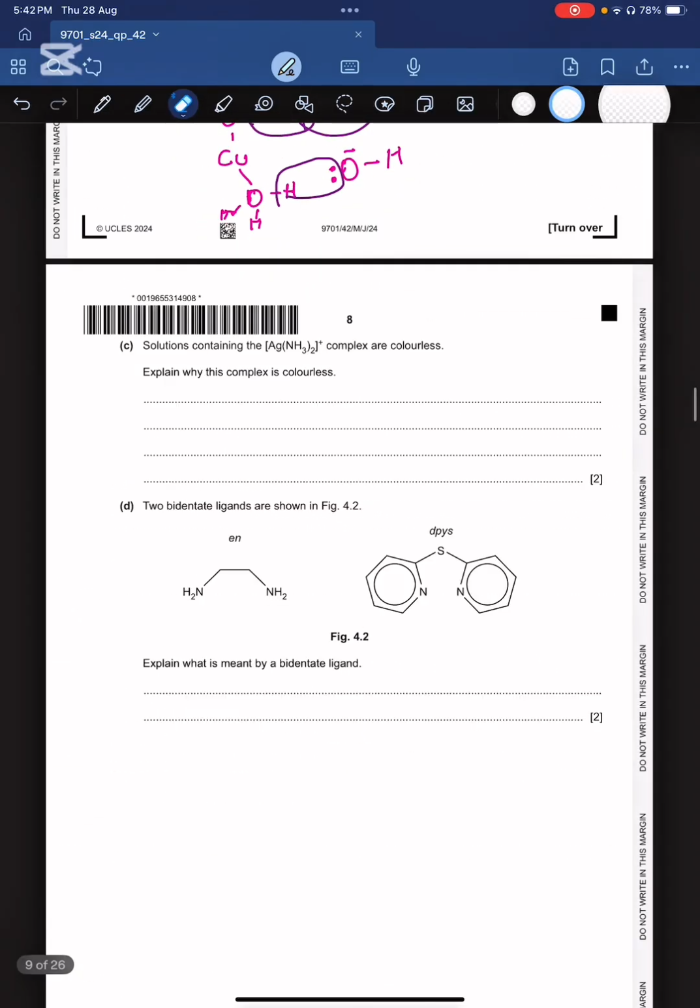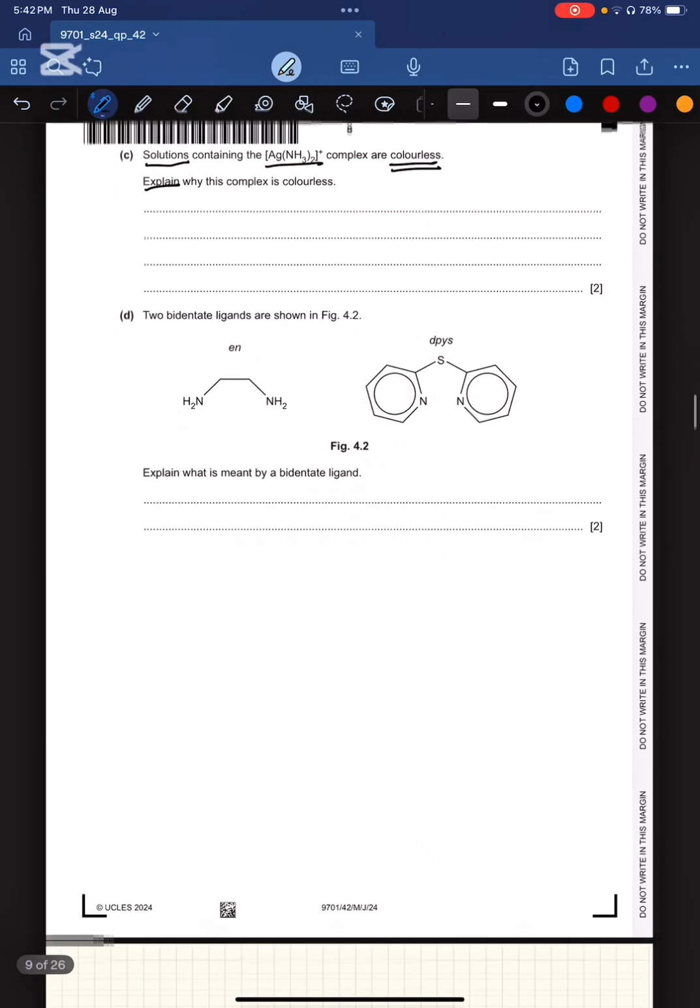Now, the next question talks about a solution and it asks us to explain why this particular complex is colorless. Before understanding why this complex containing the silver ion is colorless, we need to understand how color appears in a transition metal complex.